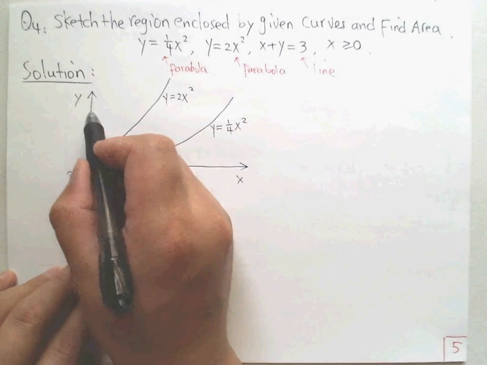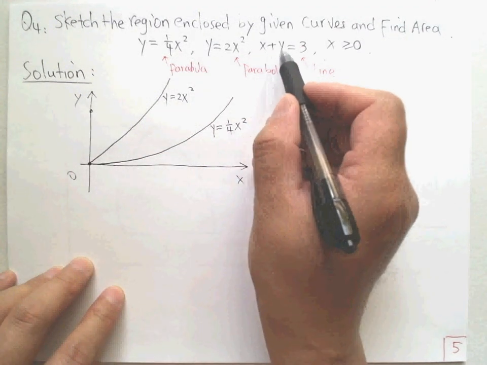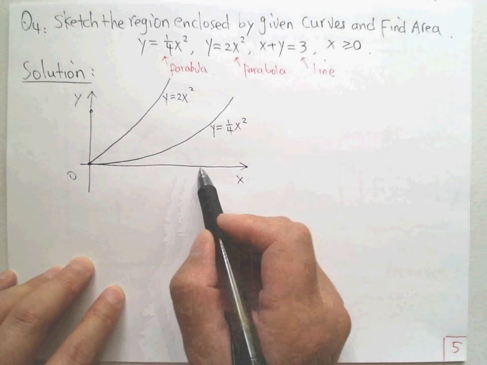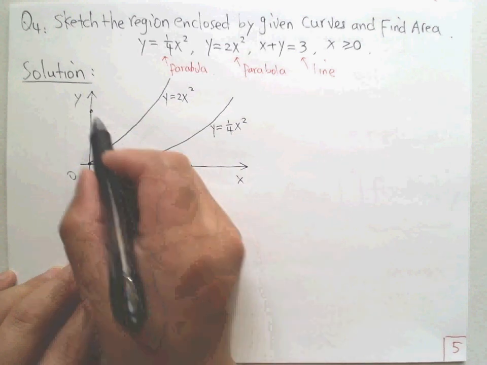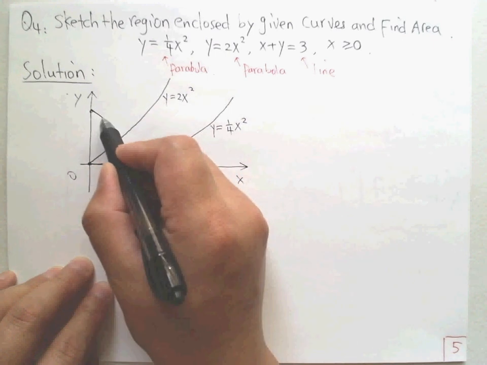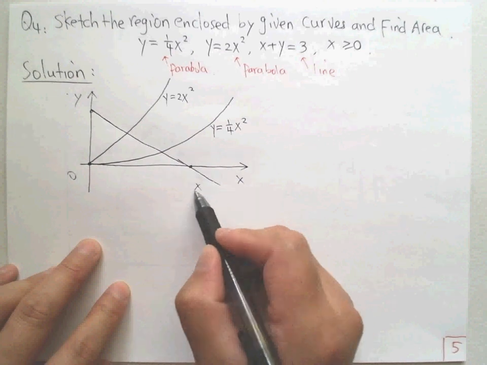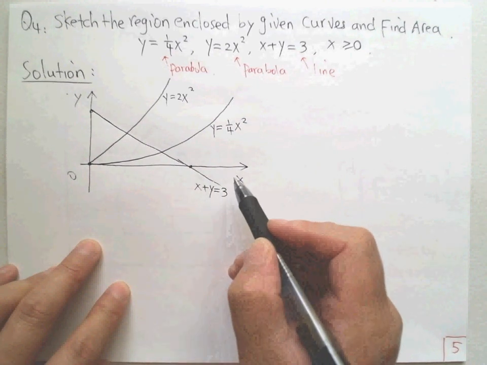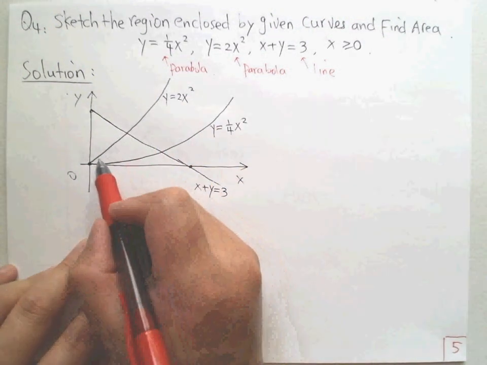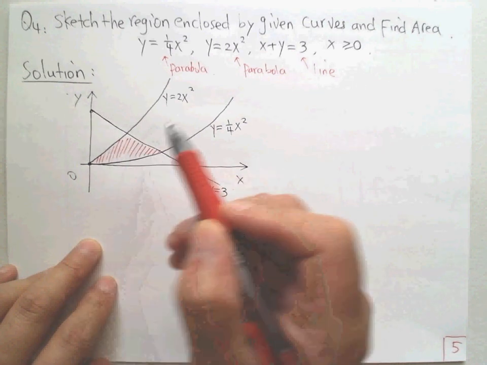For the third one, x plus y equals 3 is a straight line. And the y-intercept is 3, right? Because the 3 is here. This is the x-intercept, which means 3 is also. It's okay, not scary. I just put it here, and then I link these 2 together. Okay, and this is x plus y equals 3. So good. And where is the region formed by 1, 2, 3?